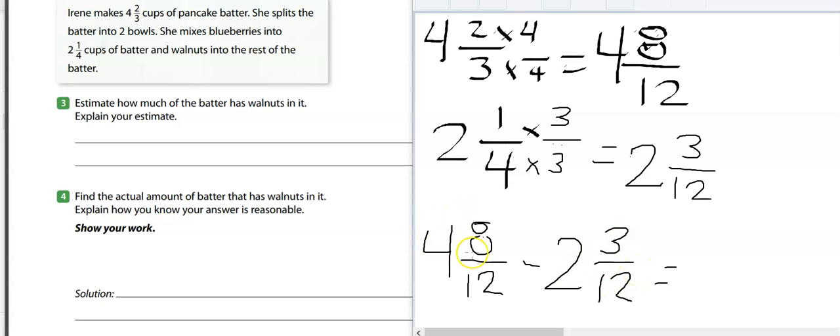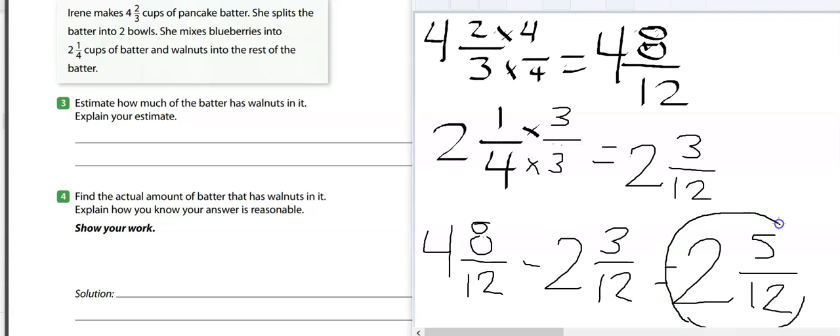We always subtract our whole numbers first. So we're going to subtract 2 from 4, and 4 minus 2 is 2. Then we subtract our numerators. 8 minus 3 is 5. And our denominator stays the same. So we know that there will be 2 5/12 cups of batter left for walnuts.